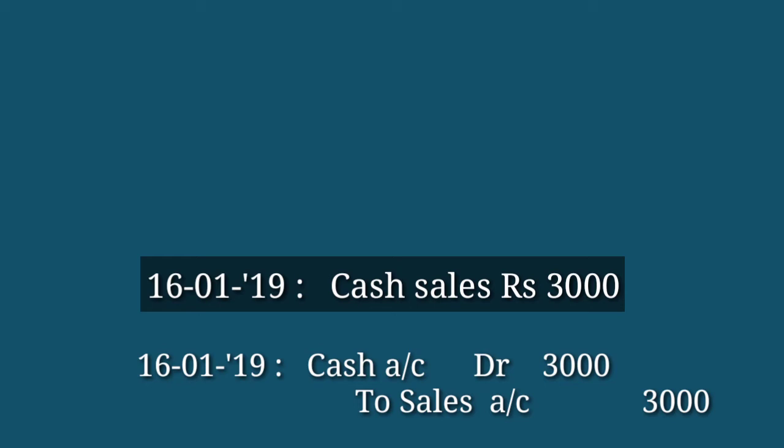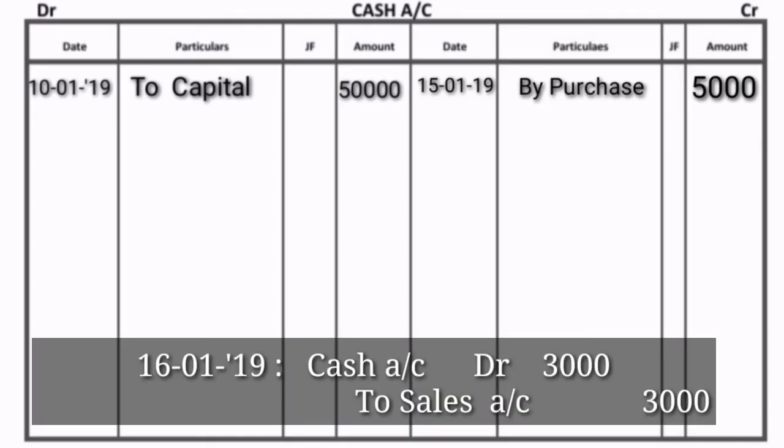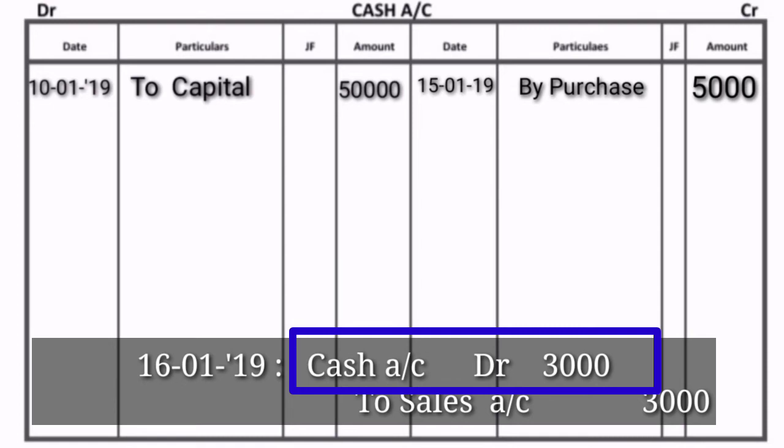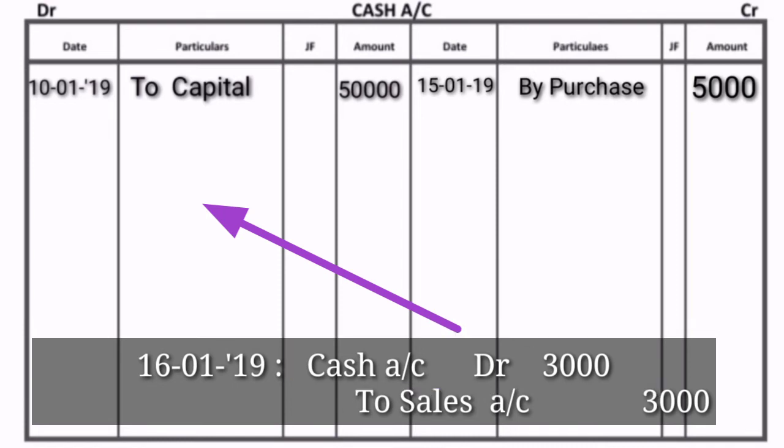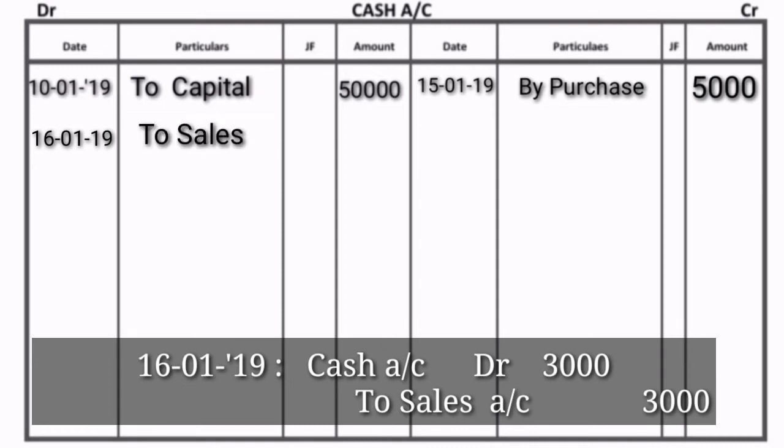First, we can post into cash account. Cash account we already prepared, right? This is the cash account. See here, cash account is in debit side, cash account debtor. So where will we write in cash account? We will write in debit side. Okay, so the date is 16th January 2019, to sales account, because the opposite name of this cash is sales. So we will write here to sales, the amount column 3000, right?